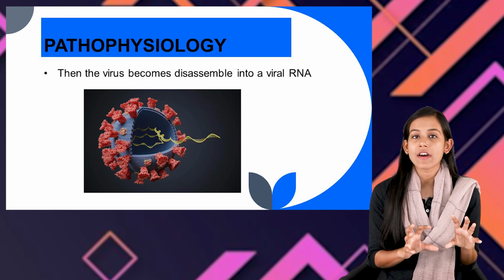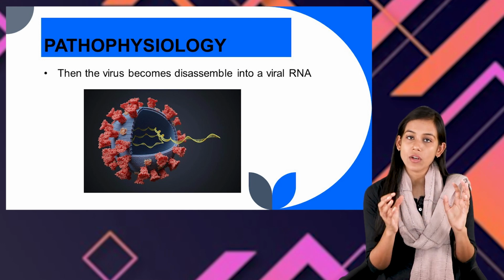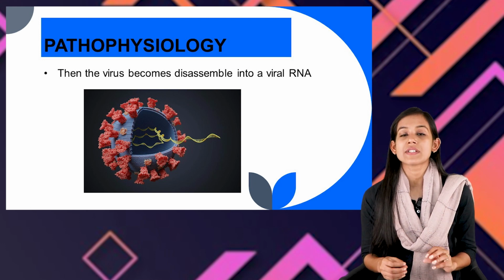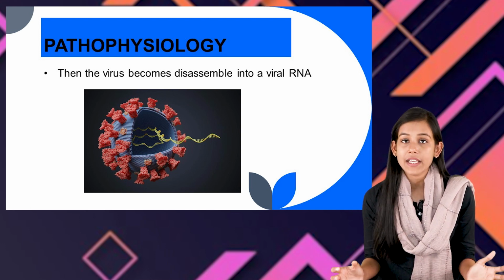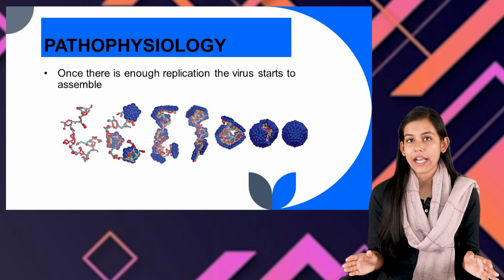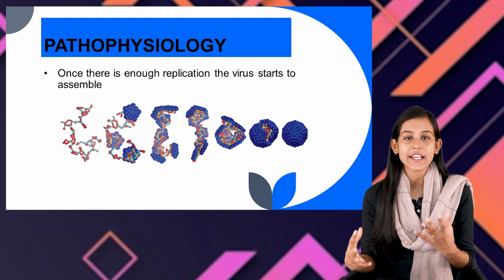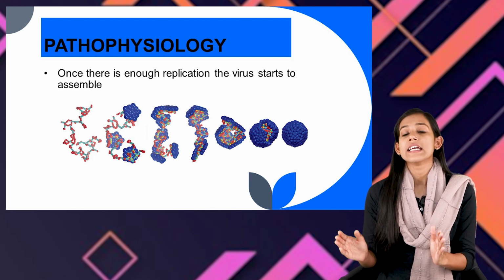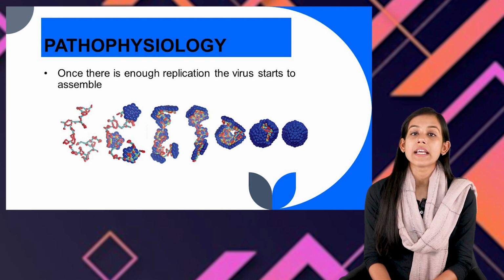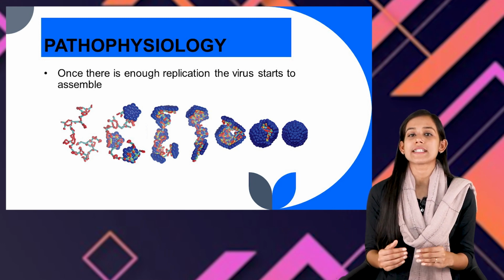So now we have the virus which is fused with the host cell, and it has already entered the host cell. Now once it has entered the host cell, what happens? The virus becomes disassembled into viral RNA. So that means the viral RNA is exposed. Once the viral RNA is exposed, it starts to replicate. So the replication is taking place.